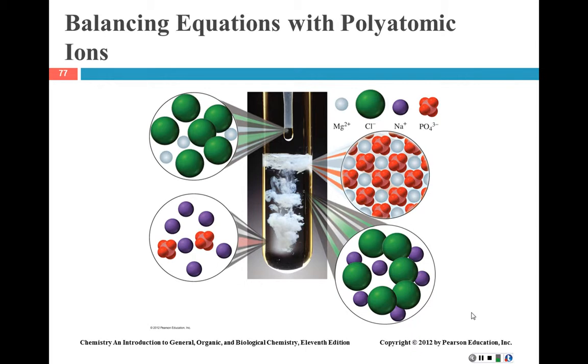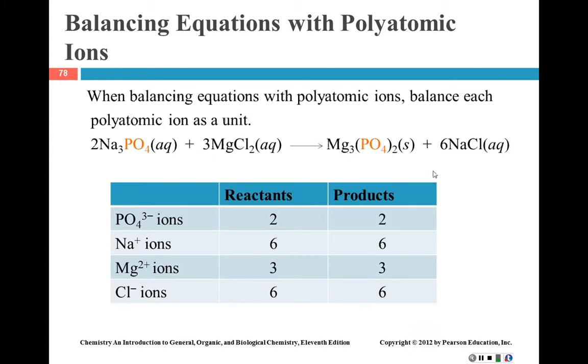Now, balancing equations with polyatomics. You remember that you can have ions that are one element, monatomic, or you can have polyatomic ions. And so we need to look and see how we do these. When you first look at it, it's like, oh my word, this is going to be awful, because there's P's and O's and everything all over. But with a polyatomic, what you do is you balance it using the polyatomic as one thing.